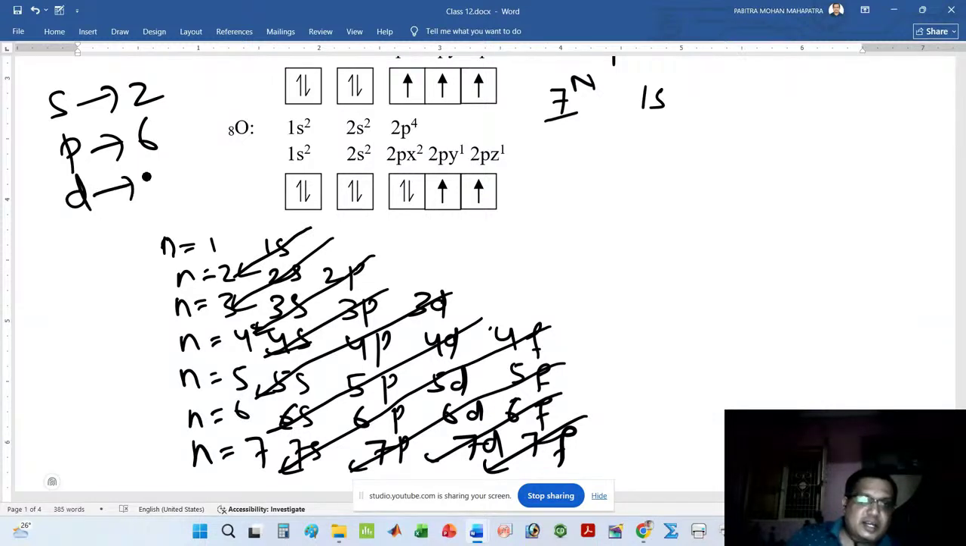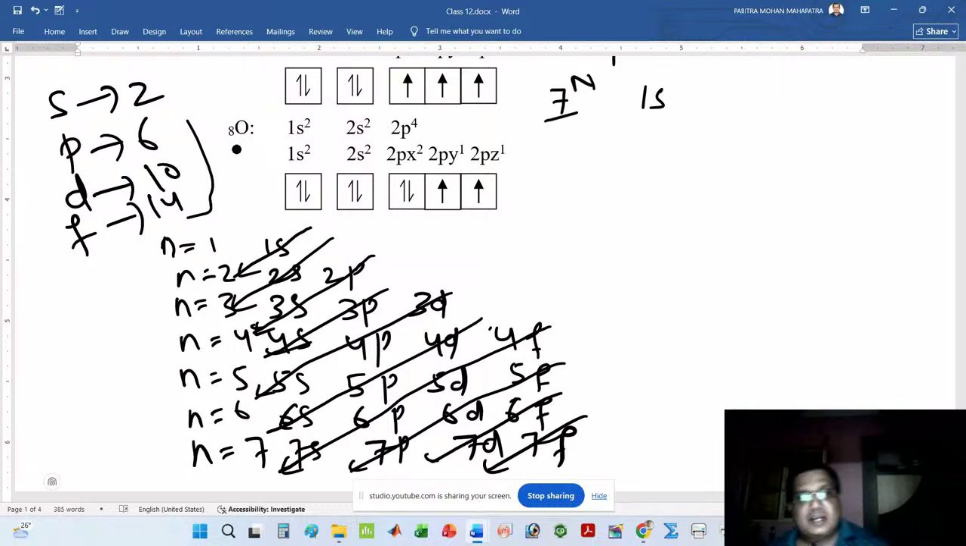D subshell has 10 electrons, F subshell has 14 electrons. Among these are the highest values of each subshell: S having 2, P having 6, D having 10, F having 14. After that, they will not gain more. The subshell has no capacity to gain this extra electron. Each subshell has a maximum number of electrons.